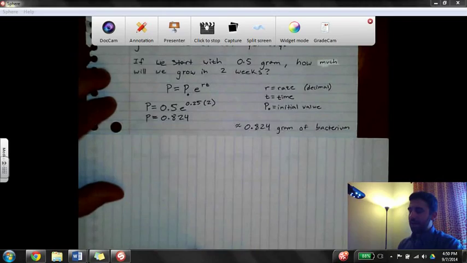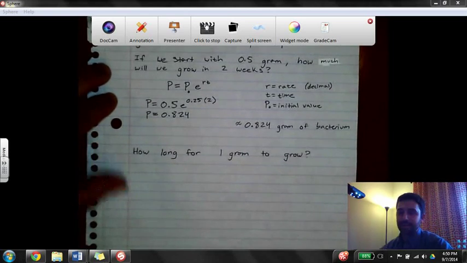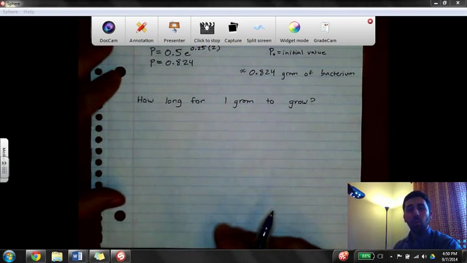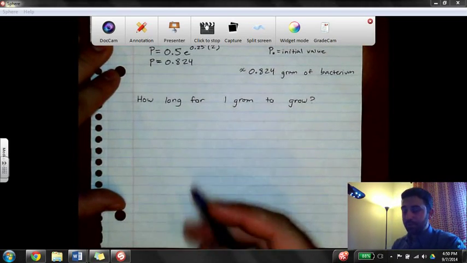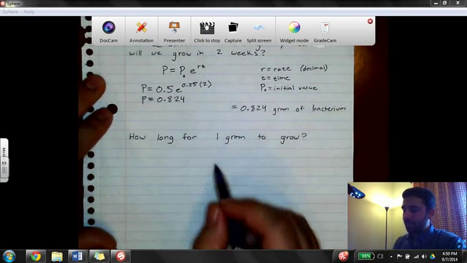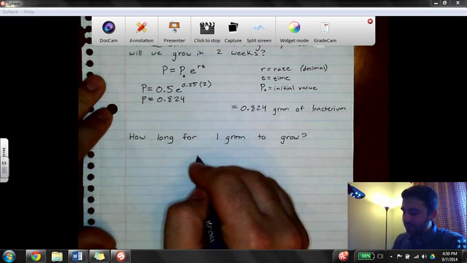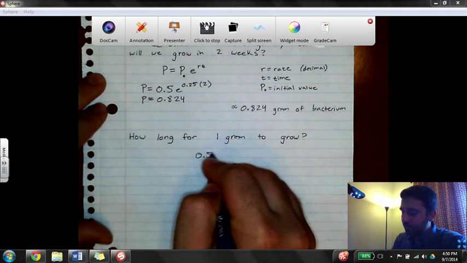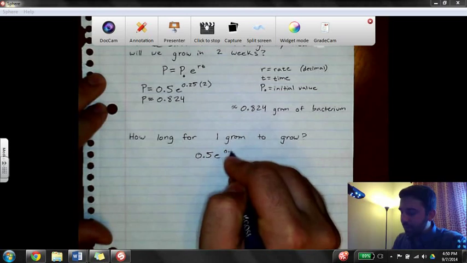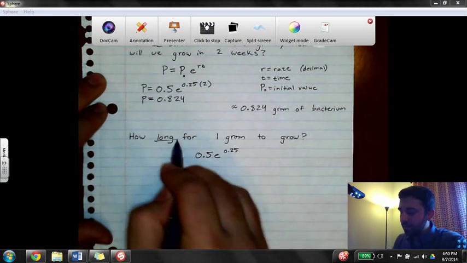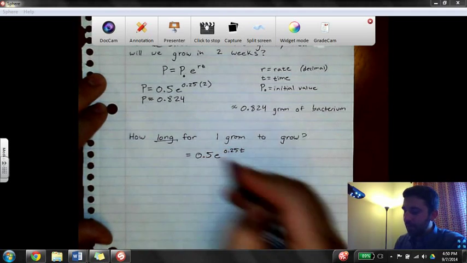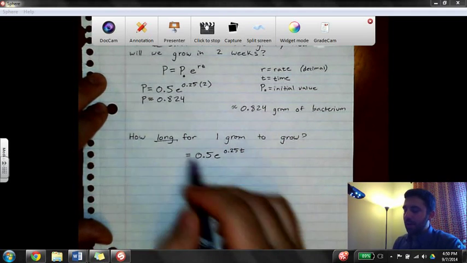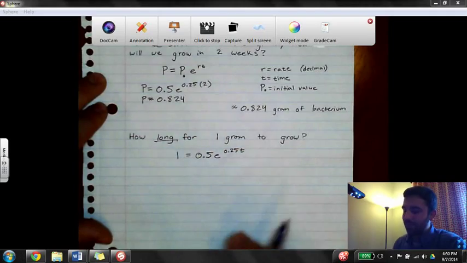But now, let's say we're asked how long for 1 gram to grow. So using that same PERT formula, I have the same initial value, I have the same rate, time is what I'm looking for, and my P is 1 gram.